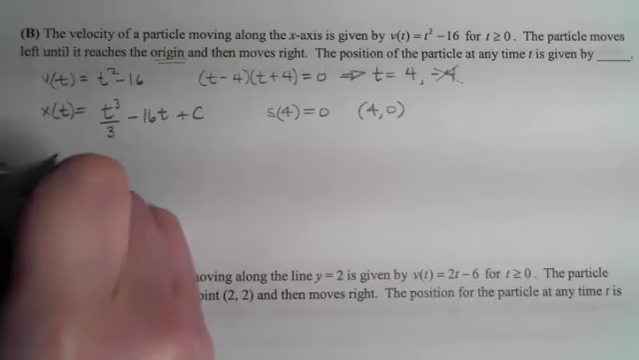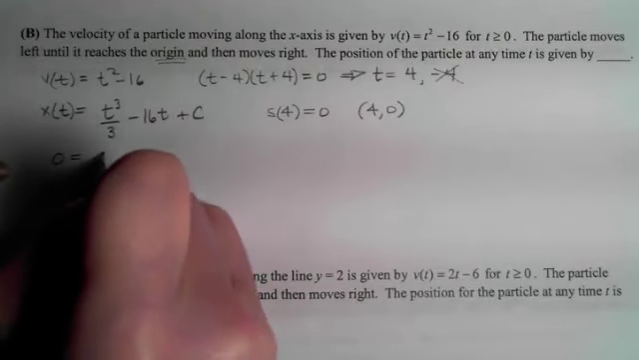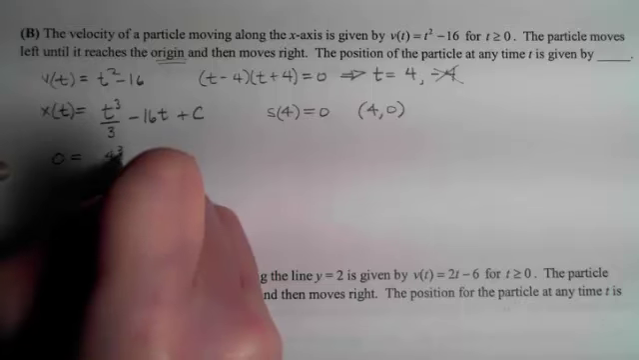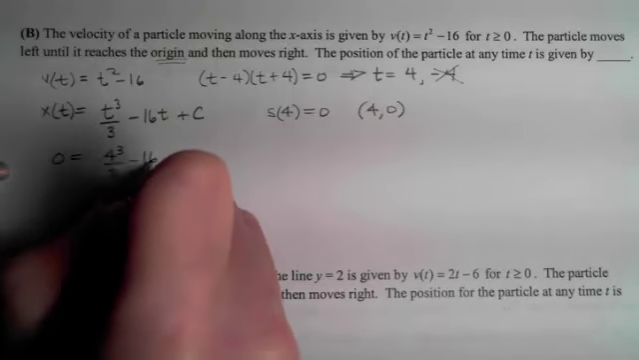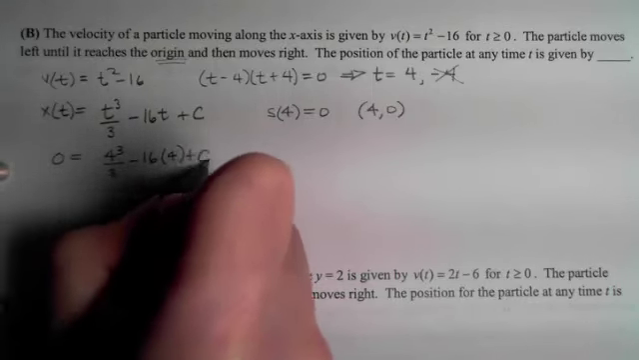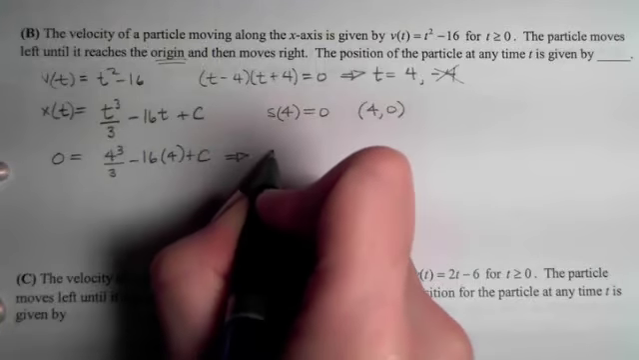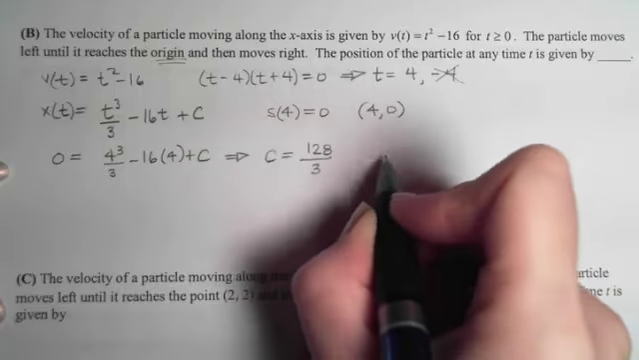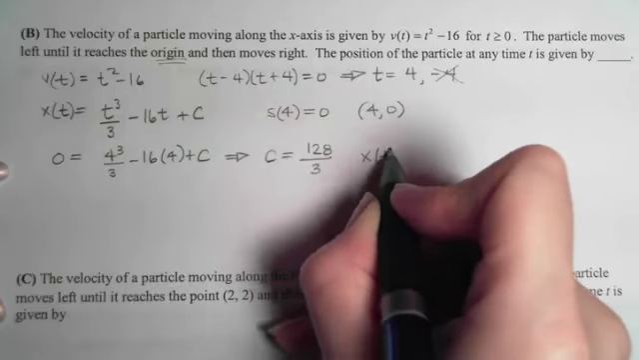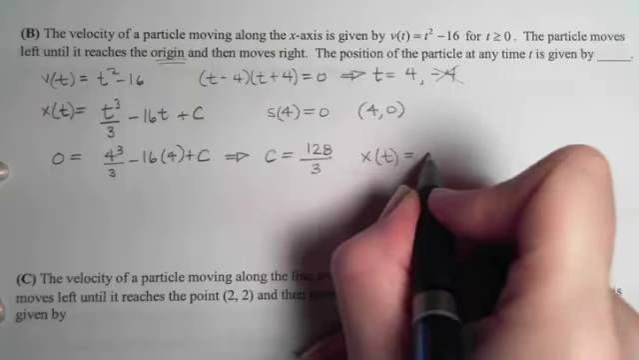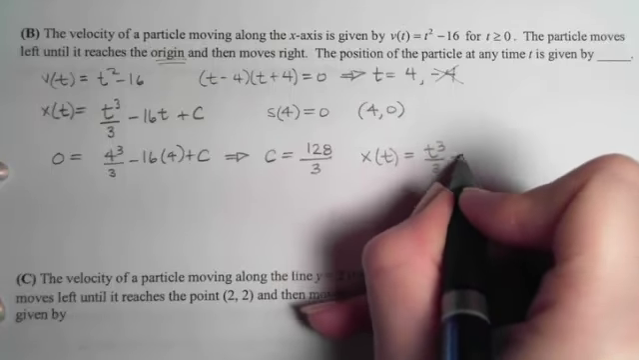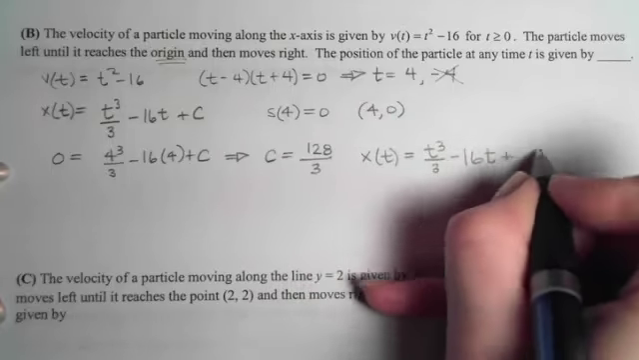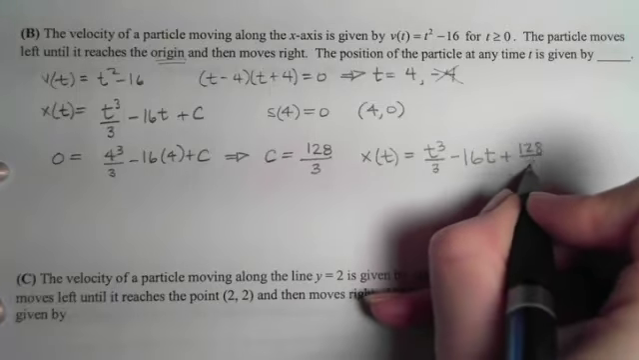So I plug that in here. I end up with a 0 when I plug in 4. Solve for c, I end up with 128 over 3. So that means my position curve will now be nailed down to t cubed over 3 minus 16t plus 128 over 3.